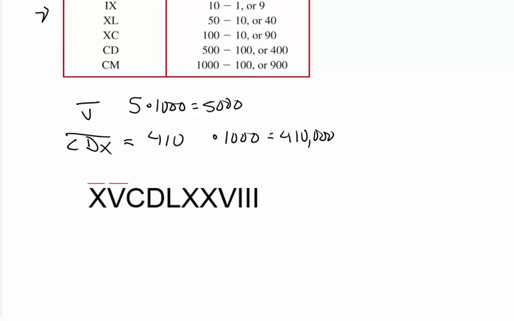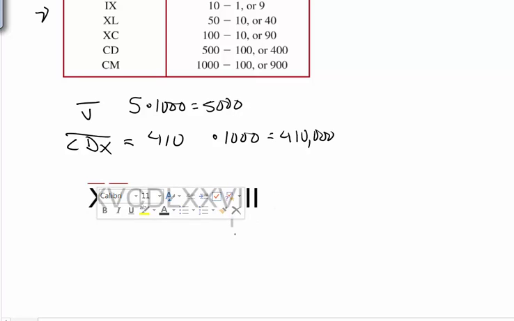Okay, so let's translate this Roman numeral into our numerical system. Again, we're just looking in order of where we see things. So I see a 3 here, a 5. That's a 20.